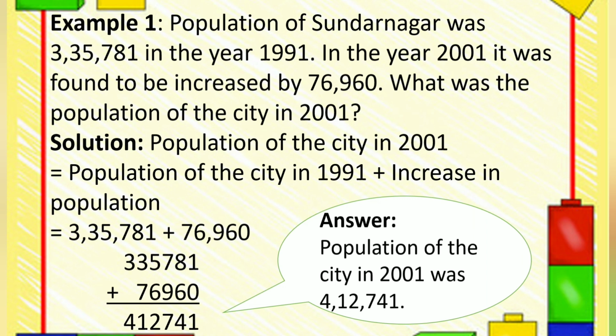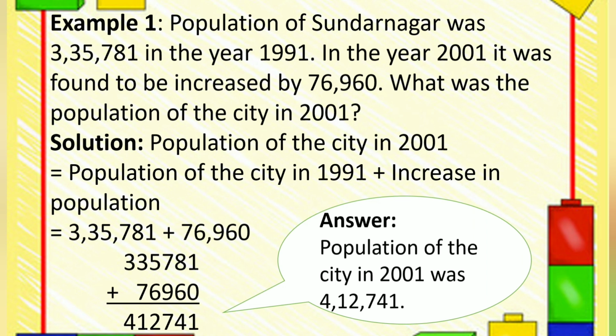Example, population of Sundarnagar was 3,35,781 in the year 1991. In the year 2001, it was found to have increased by 76,960. What was the population of the city in 2001? So children, here you have to find the population of the city.